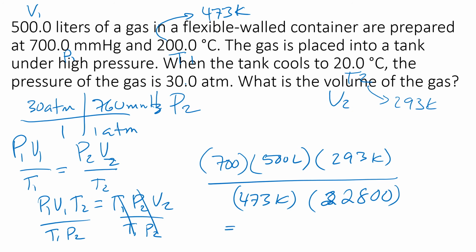700 times 500 times 293 divided by 473. Putting that in parentheses, 473 times 22800. End up with 9.5091 something liters. This equals, let's do 9.51 liters. Box it in.